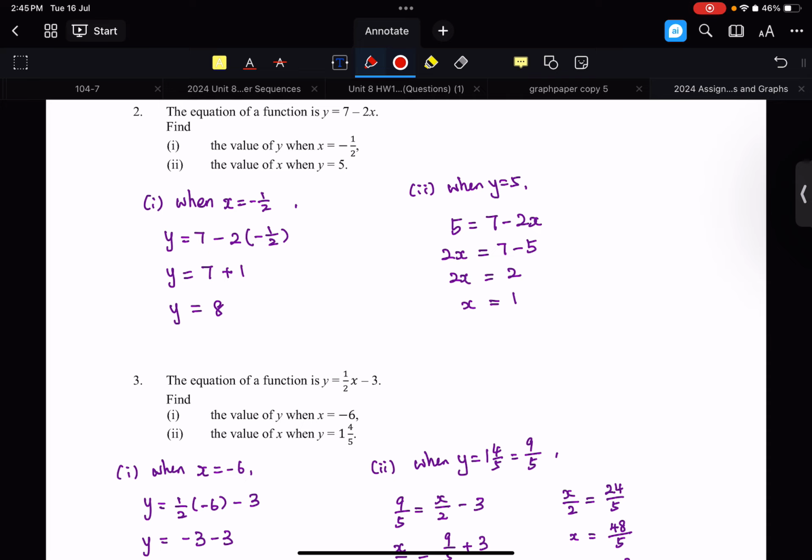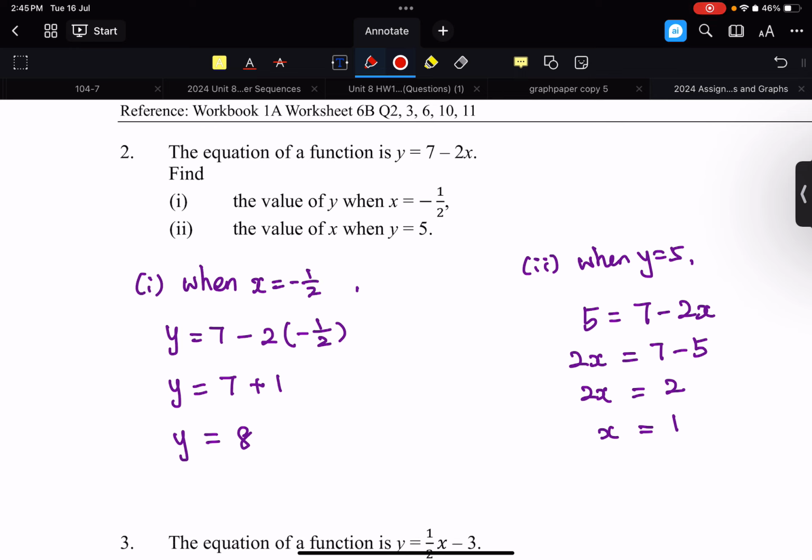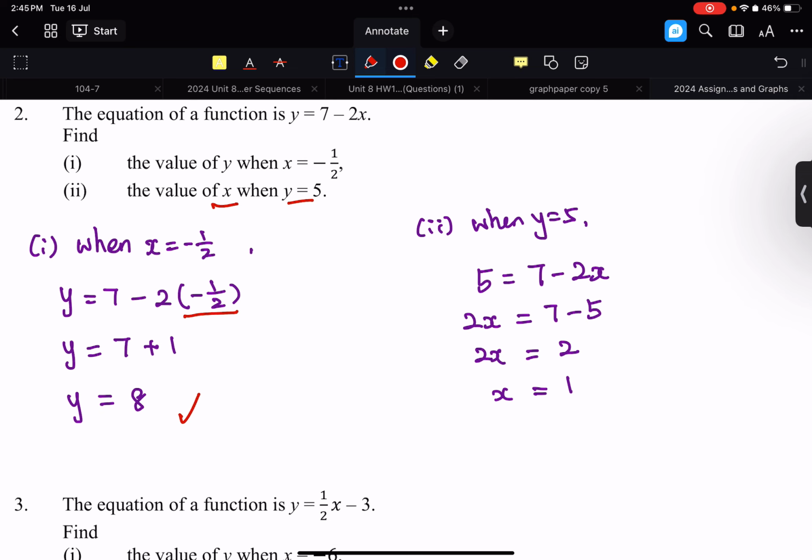Okay, so once again, how do you go about doing this type of question? Right, the first one, they give us function y equals 7 minus 2x. So when we substitute in the value x equals negative half, just plug it in like so, right? After that, it's just a matter of simplifying it, and you should get y equals 8. Now, the other way around, we want to find the value of x when y is negative 5. So I can replace the y with 5, right? You can put it in a bracket if you want to be more organized. And then you simplify it, you should get x equals 1.